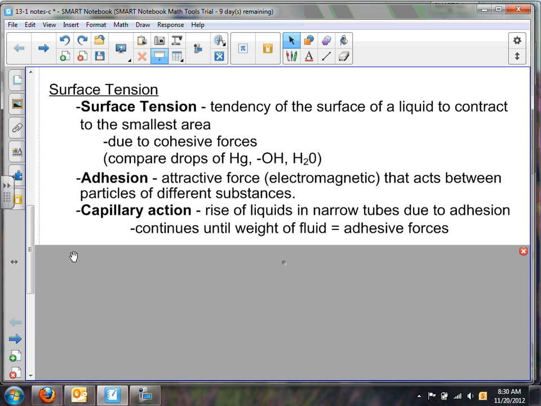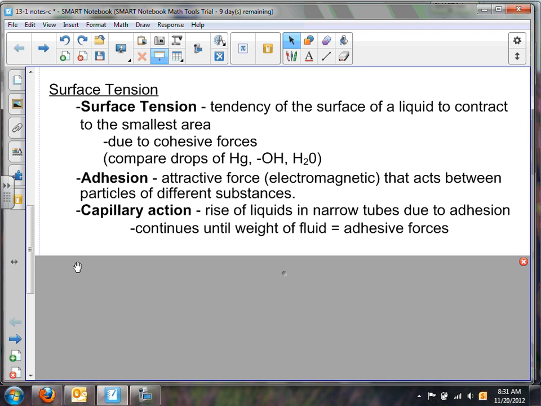Capillary action is the fact that liquids will rise in narrow tubes because of the adhesive forces between the liquid and the tube. If the tube is made out of glass, you have attraction between water and the glass, possibly, and it's going to cause that liquid to rise. It works for all types of things. Every different substance has different adhesive forces, so the amount it would go up is different, but capillary action is the rise of liquids in narrow tubes due to adhesion. And this continues until the weight of the fluid equals the adhesive forces.